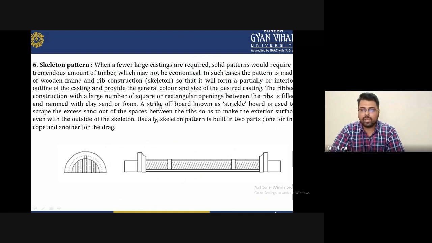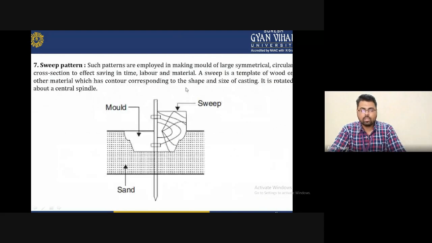The strickle board is used to scrape off excess sand, with spacing between the ribs, so as to make the exterior surface even on the outside of the skeleton. Usually the skeleton pattern is built in two parts, one for the cope and another for the drag. This type of skeleton pattern is generally used for making this type of structure.